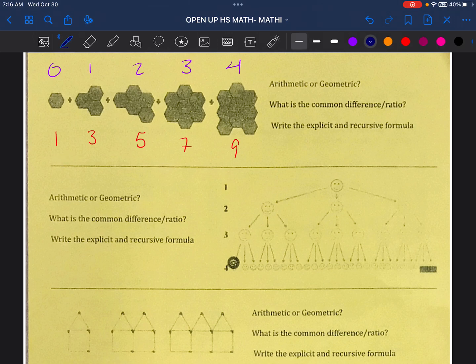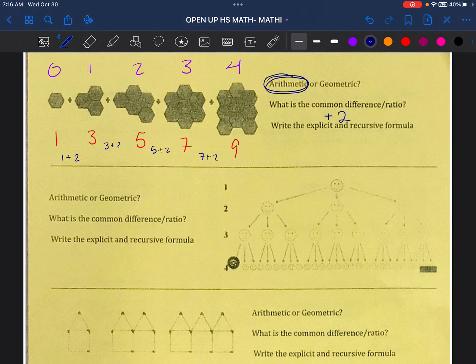No. So it must not be multiplying by 3. What's another way that I can get from 1 to 3? Well, 1 plus 2 would get me to 3. And if I start with 3 and add 2, I get 5. 5 plus 2 gives me 7, and 7 plus 2 gives me 9. So, since I'm adding, I know that this one is arithmetic, because I am adding 2.